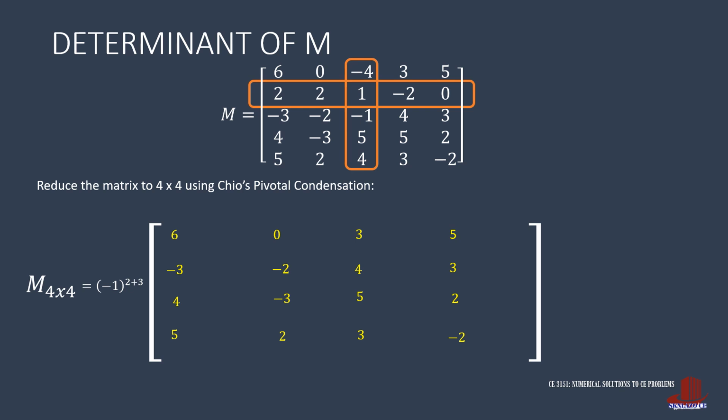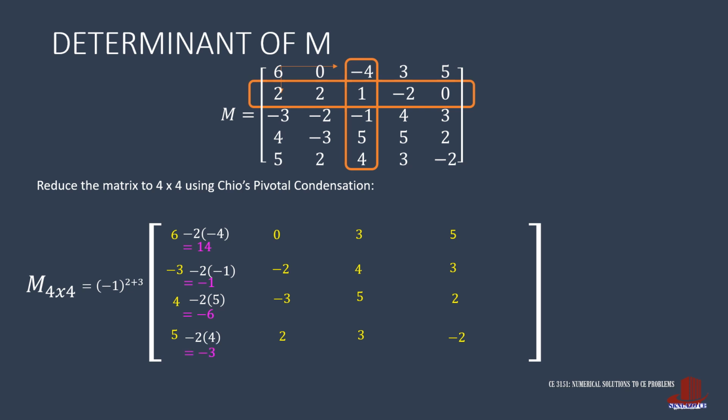To complete the elements, subtract the reflected factors. For element 1, 1, 6 is subtracted by the product of 2 and negative 4, giving 14. Element 2, 1 is subtracted by 2 times negative 1. The next element in the row is subtracted by 2 times 5, resulting to negative 6. Then the last element is 5 minus 2 times 4, giving negative 3.